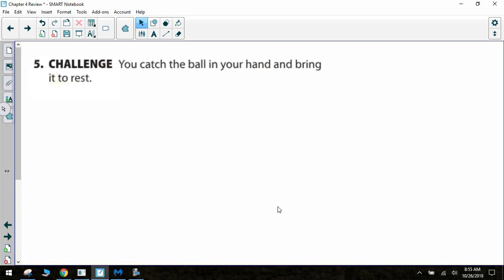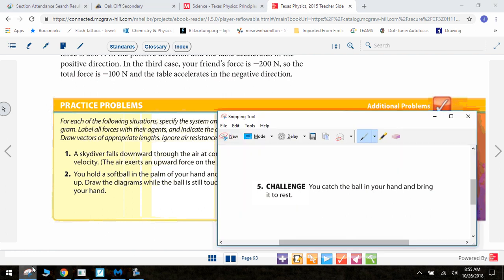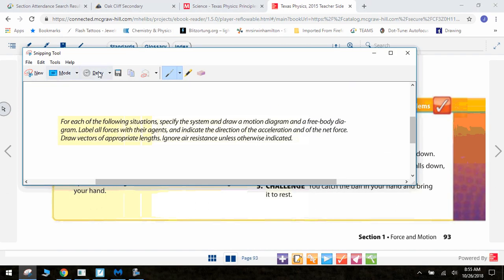Okay, so I need to make a free body diagram, and I got to do some labeling. So I'm going to come over here and grab these directions.